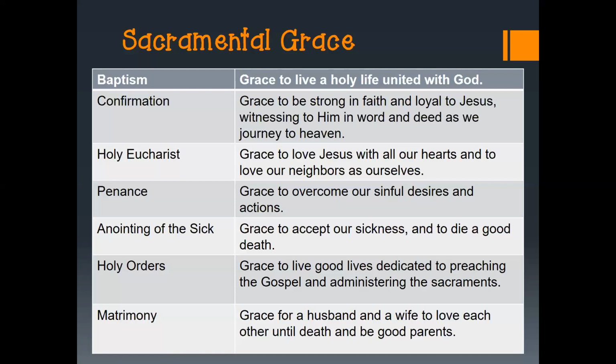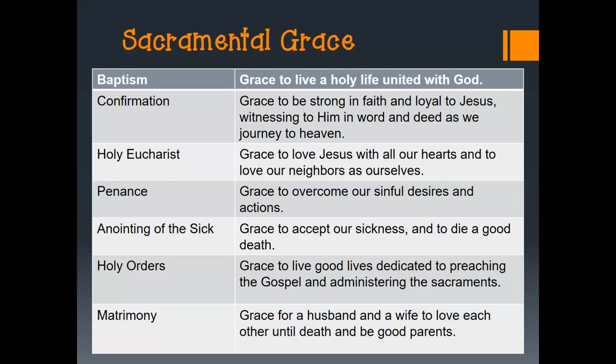Anointing of the sick, grace to accept our sickness and to die a good death. So this one really helps people understand the power and beauty of suffering and how it can be really hard, and obviously it's not pleasant, but it can be for a greater purpose than just that. So yeah, anointing of the sick.